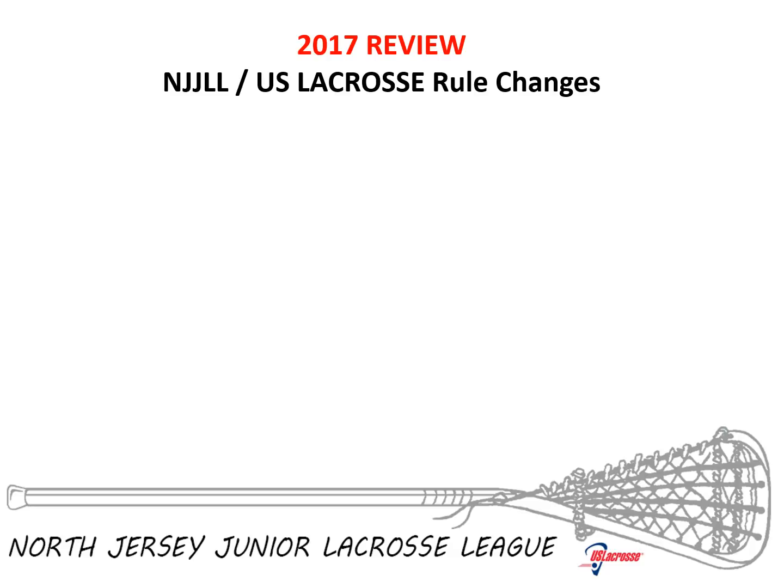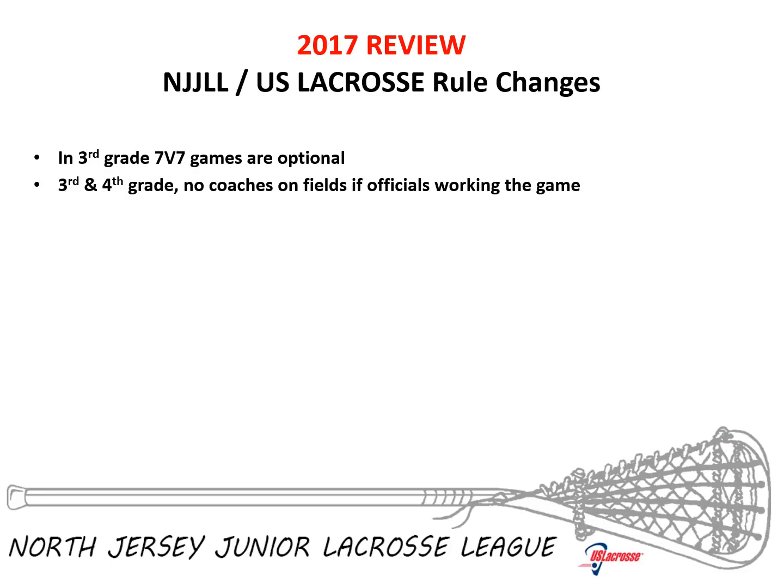Let's review the rule changes from 2017. Starting in 2017, the NJJLL made 7v7 games optional. All 7v7 games must be played on a short-sided field. You'll be one official on the game. And it is important to understand that 10v10 games are still optional at the 3rd grade level also. 4th grade and above, all games will be played 10v10.